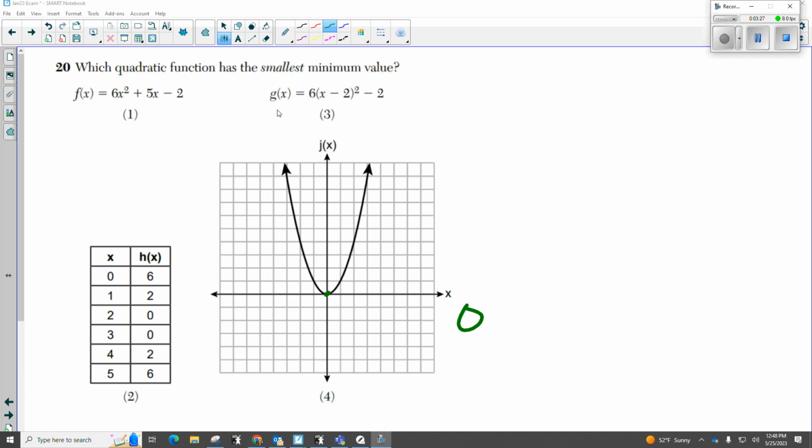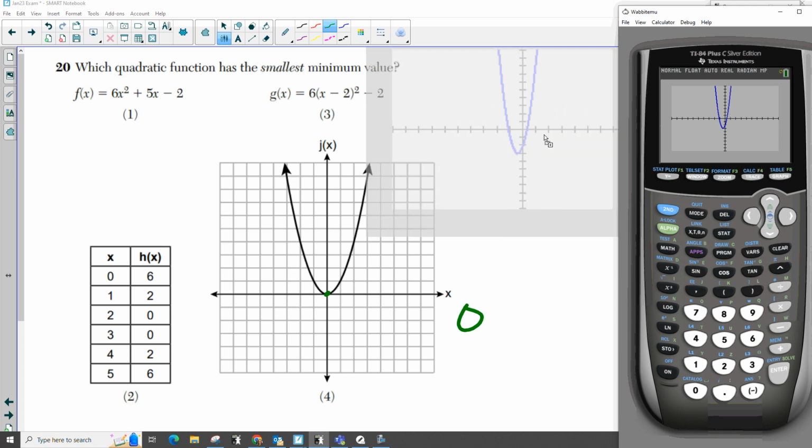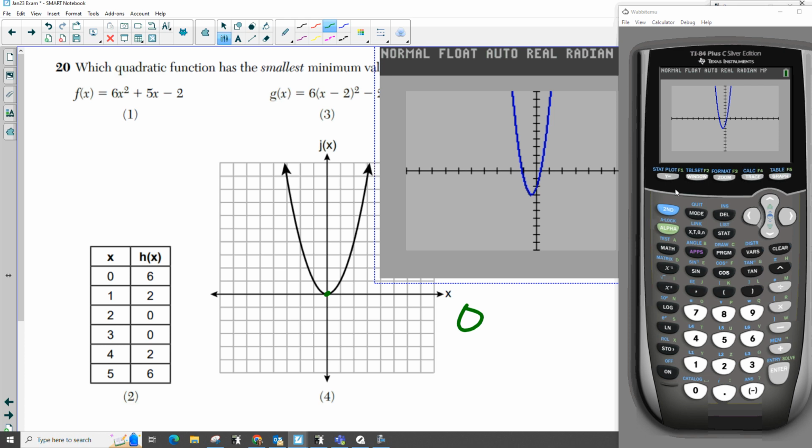Okay, and for questions 1 and 2, we have the equations, so we are able to get a graph of those so we could see what the minimum values are. Remember, anytime you see f of x, g of x, use your y equals. So 6x squared plus 5x minus 2. All right, let's take a look at the graph. Take a picture. I'm going to bring that over here so I can write on it. And then let me do the other one real quick too.